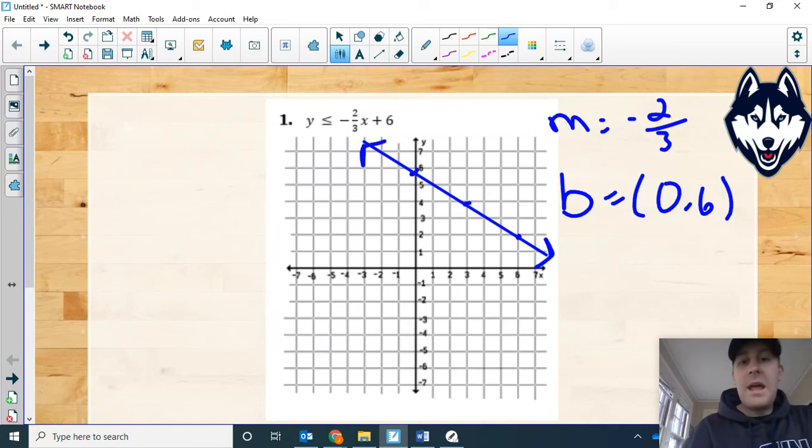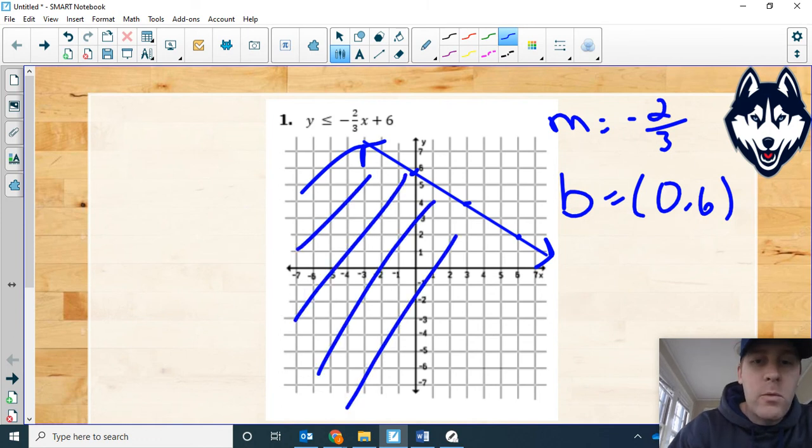Okay. And now let's decide if we want to shade above or below. So y is less than. So less than means we shade below the line. So identify where my line crosses the y-axis, and I want to shade the y values down from there. So I'm shading down this direction. So we're shading over this way.